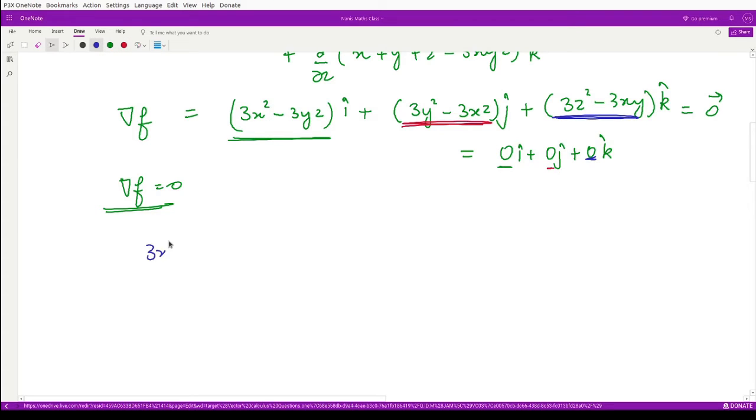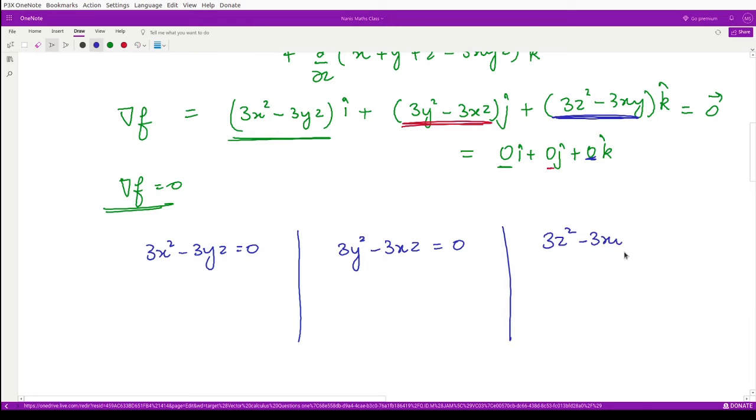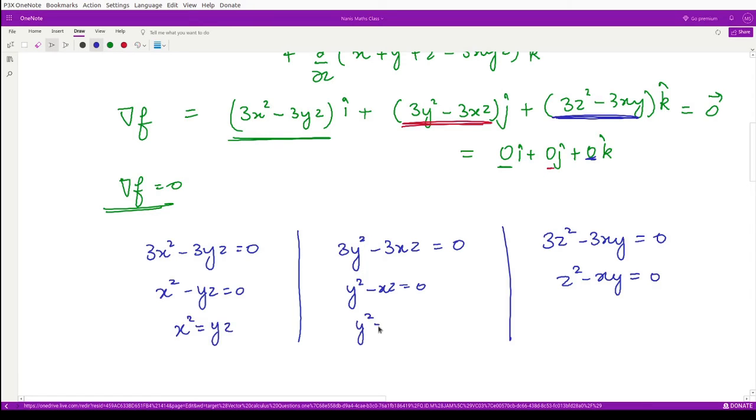So we have 3x square minus 3yz is equal to 0. This is one equation. Another equation is 3y square minus 3xz is equal to 0. And the last equation is 3z square minus 3xy is equal to 0. So you can cancel out 3. So this would be x square minus yz is equal to 0, this would be y square minus xz is equal to 0, and this would be z square minus xy is equal to 0. So from here you obtain x square is equal to yz, y square is equal to xz, and z square is equal to xy.